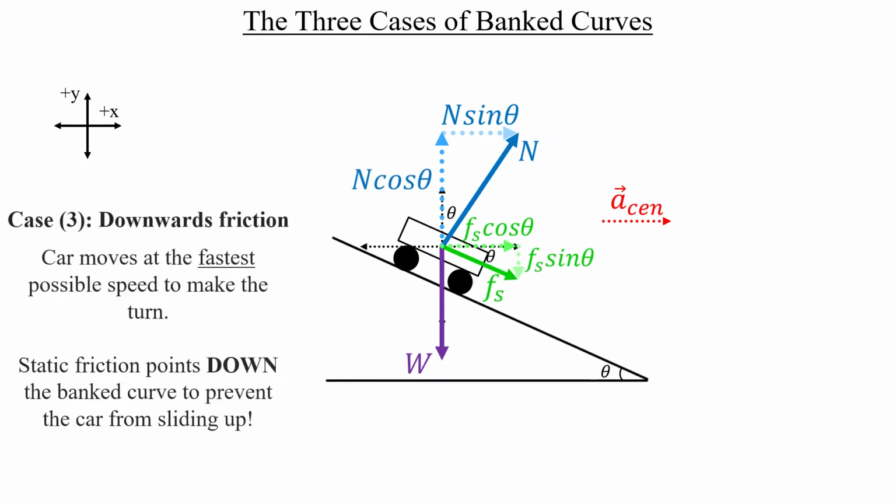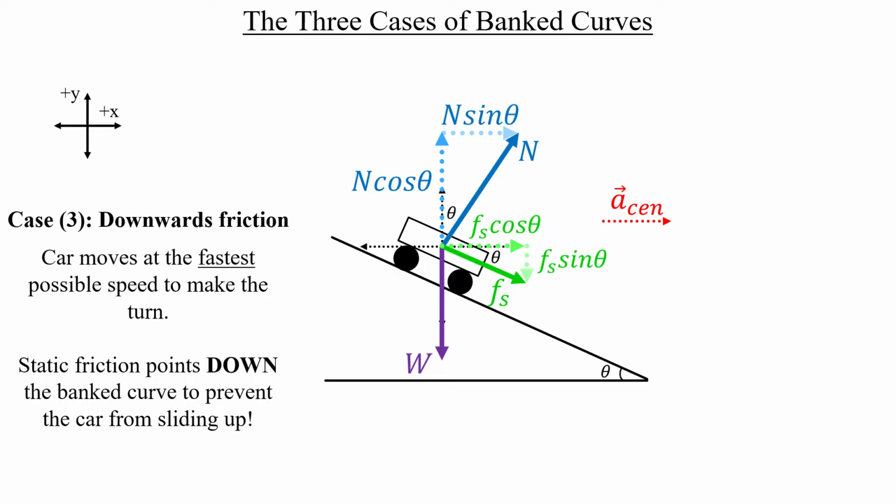Finally, we have the opposite situation where the car is trying to take the curve faster than the proper speed. Okay, so this is what we're going to use when it starts bumping its speed up to 30 meters per second. Notice that the static friction now points in the opposite direction because the car is moving so fast it will slide up the curve unless static friction can keep it restrained.